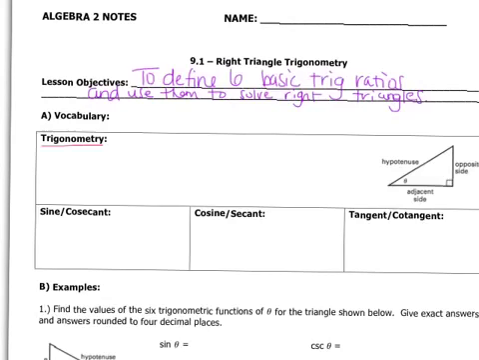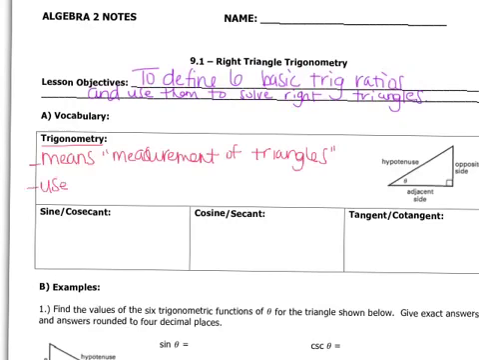All right, you might recall from geometry that the word trigonometry means measurement of triangles. Which makes sense because we use trig to find different measures of triangles. We can use trig to find both angle measures and side lengths.